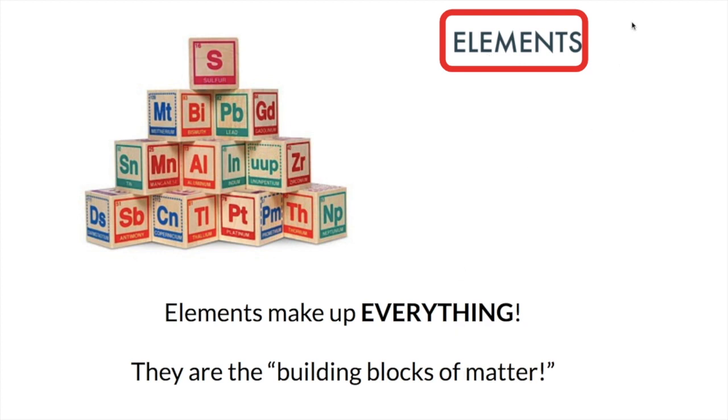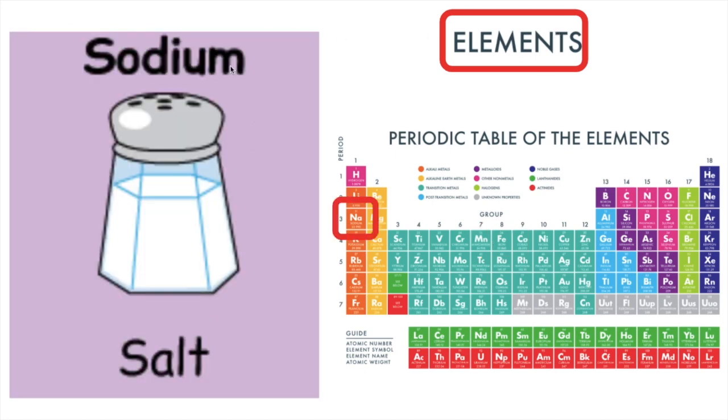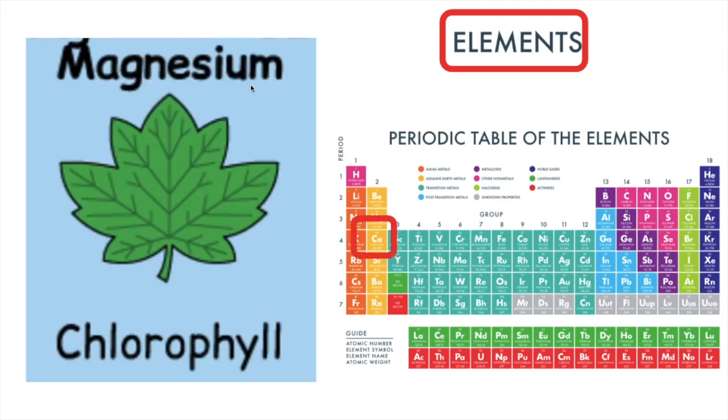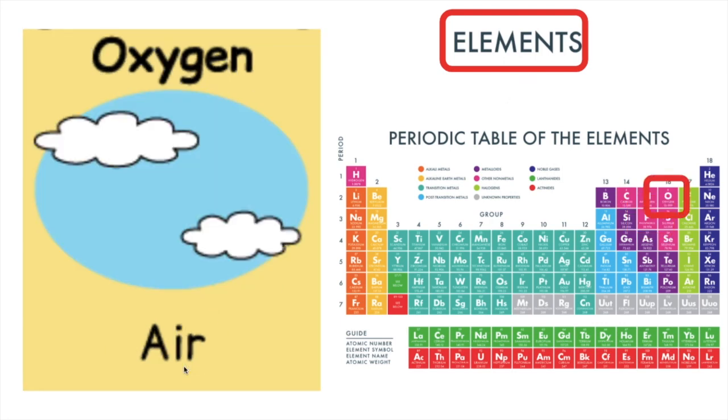Let's look at some examples. Iron is one element, and iron makes up steel structures. Sodium is an element that's in salt. Hydrogen is an element that's in the sun and stars. Magnesium is an element that's in chlorophyll. Phosphorus is an element that's in your bones. And oxygen is an element that's in the air.